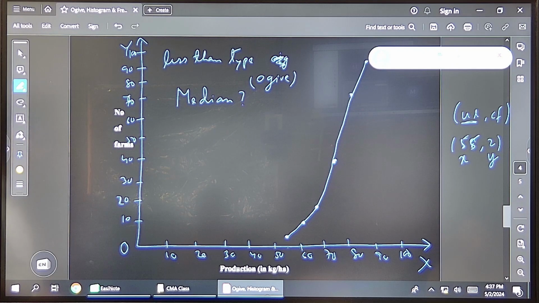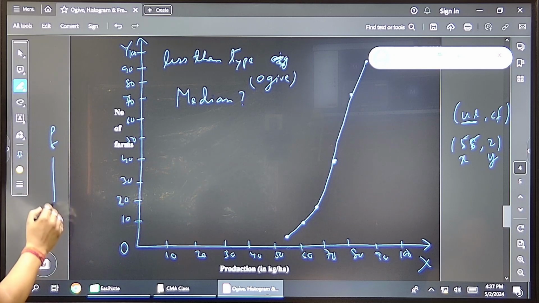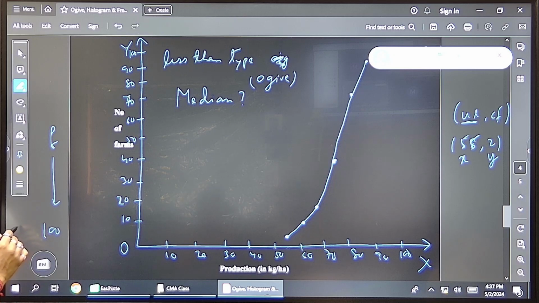Now, to find the median, you look at this. In that number of farms you did now, what is the total number you got? Do you remember? So that is n. So we just take n equal to 100. To find the median, just you do n by 2. How much? 50. Now look at this.